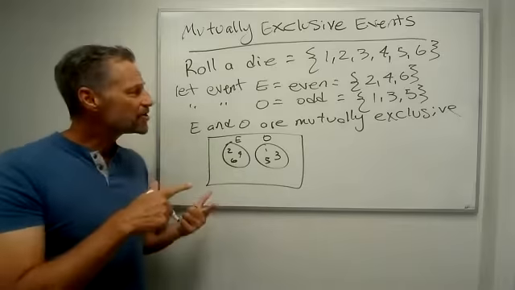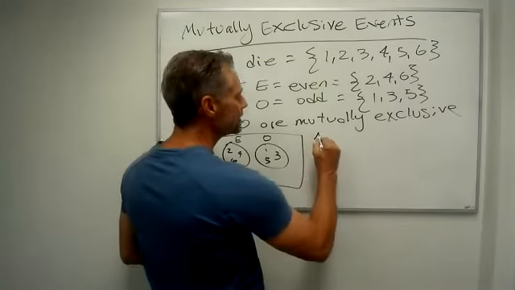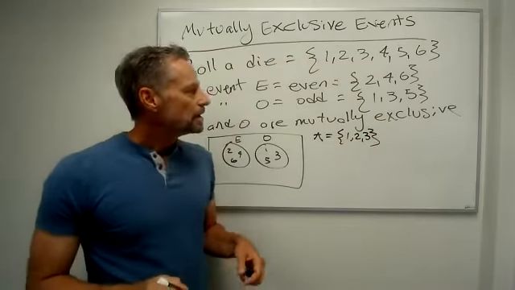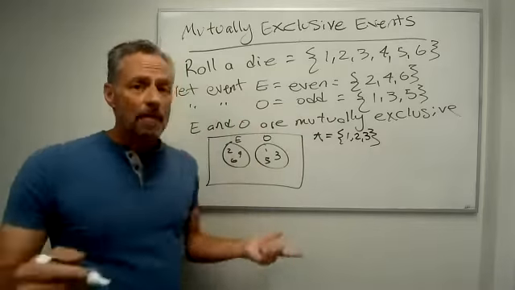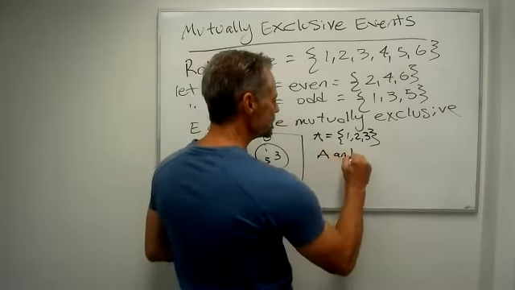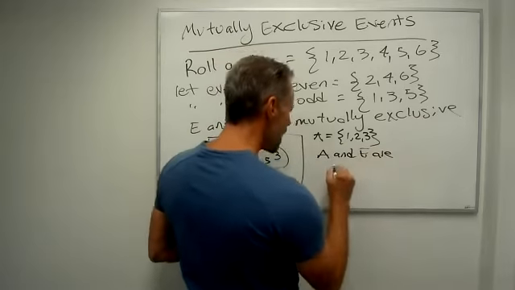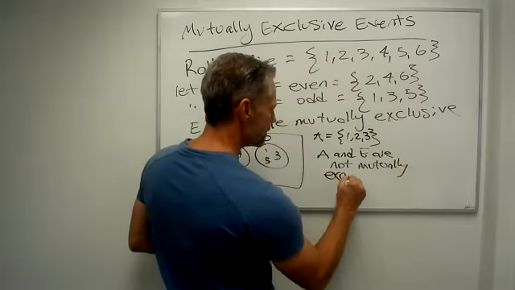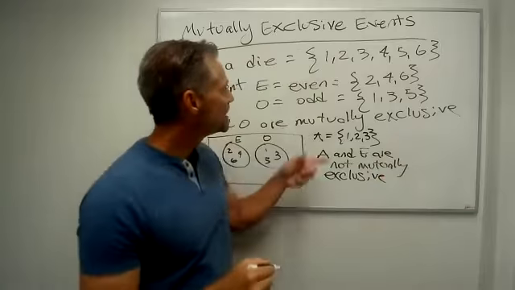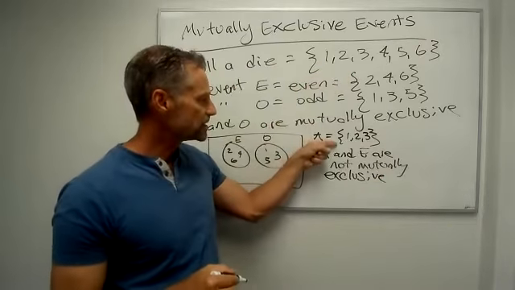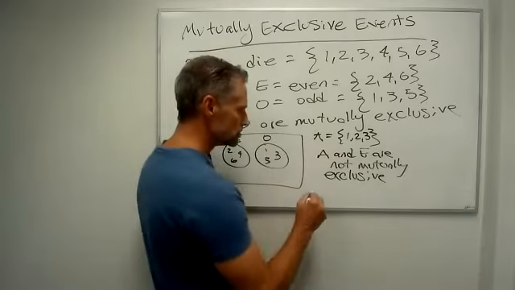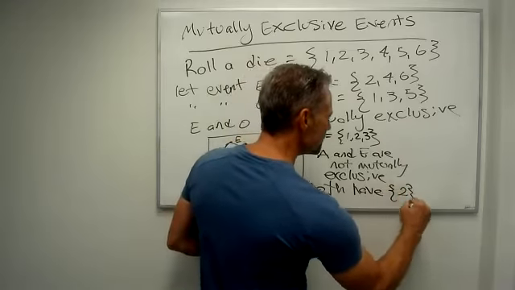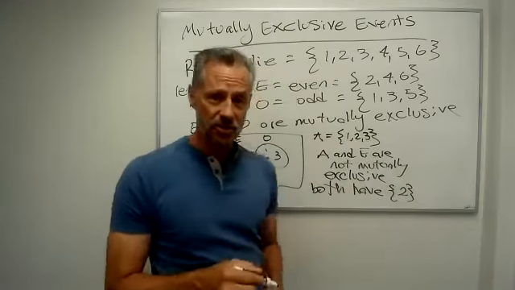Okay, say we put another set in here, call it A, and let A equal the numbers 1, 2, or 3. Well, now if I look at A and E, these are not mutually exclusive. And the reason why is if we look at the even numbers, 2, 4, and 6, and we look at A, 1, 2, and 3, they both have 2. So 2 is an element in each of those sets.